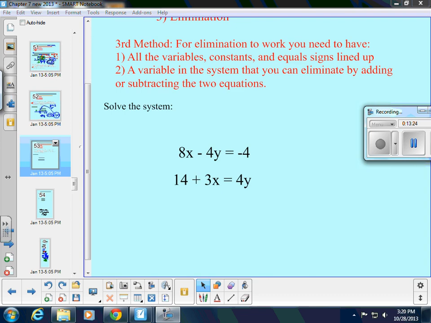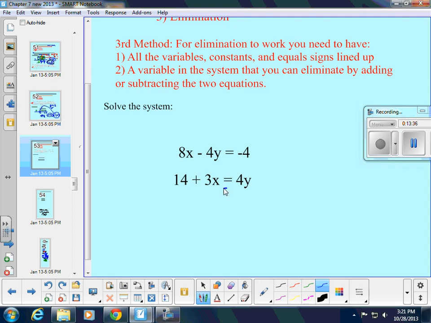Going through another example here. In this one, as I look at this system, it says solve the system. We're going to try to use elimination. If I look at criteria 1, it says all the variables, constants, and equal signs need to be lined up. Well, looking at this one here, I see the equal signs are lined up, right? But then these aren't both y terms, so that doesn't work. And this is x and y, and this is 8x and 14. So no, I can't eliminate yet. Okay, I can't use elimination right now. I just have to move some things around, and then I could use elimination, but it's not at this point.